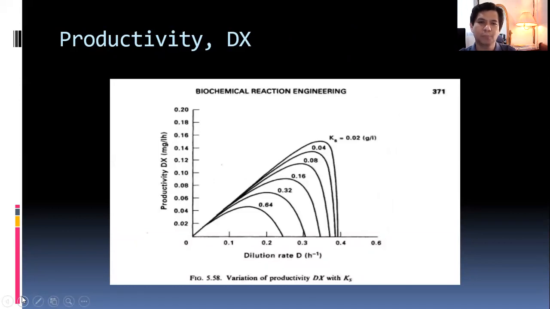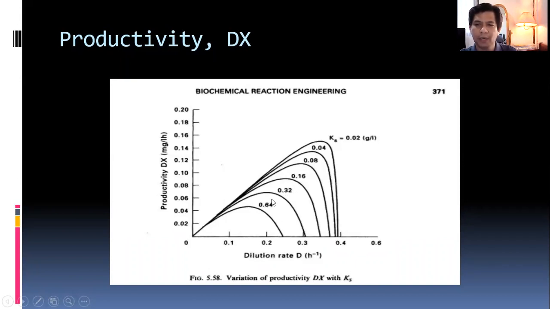Next is productivity. Productivity is Dx, which is mu times x. This is a plot of Ks, the Monod constant, against the dilution rate on x and productivity Dx on y. We want Dx to be as high as possible, the maximum productivity. For every Ks, there is an optimum dilution rate, and it differs. For example, at 0.64, this is its optimum dilution rate. If our Ks is only 0.32, this is its optimum dilution rate.